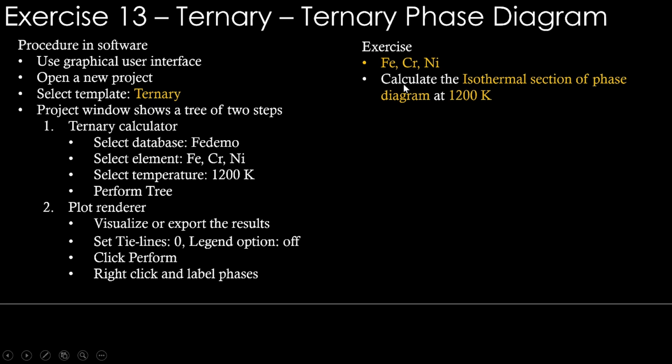Okay, so this is the exercise we are going to do: FeCrNi, iron chromium nickel, isothermal section of the phase diagram at 1200 Kelvin. We are going to make that, and this is the procedure in the software. We are going to use a graphical mode with the ternary template, and in the project window we are going to see two stages, just like the binary template. Here the ternary calculator appears, where we select the database, FE demo, select elements FeCrNi, select temperature 1200 Kelvin and perform tree. Then in the plot renderer we can visualize the diagram, and we can remove tie lines and change the legends if we want.